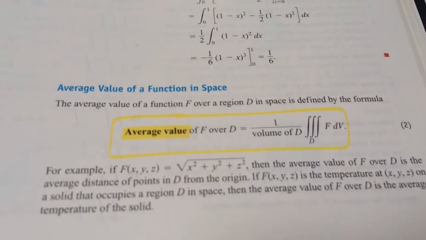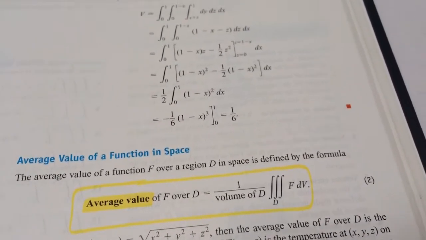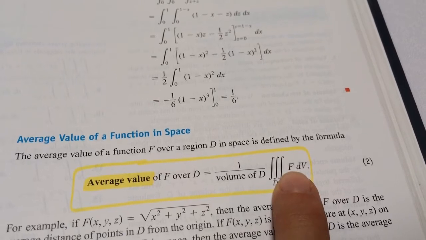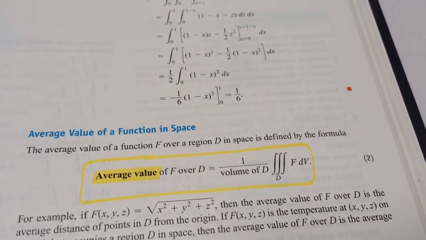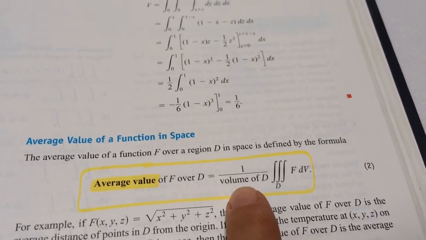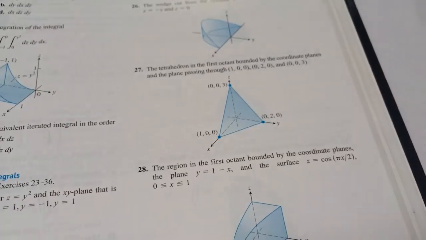All right, and then they have at the bottom of page 791, average value. This would be now for a function of 3 variables. So this f would be f of x, y, z. So you're finding the volume of D. So the average value before was 1 over the area. Now it's 1 over the volume, but it's a similar kind of problem.